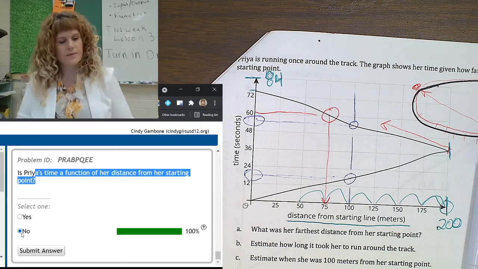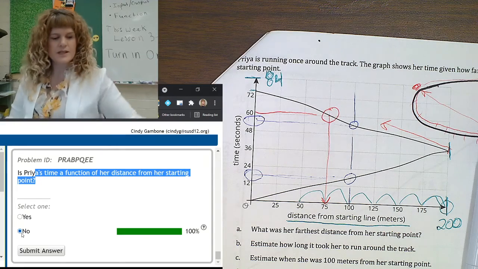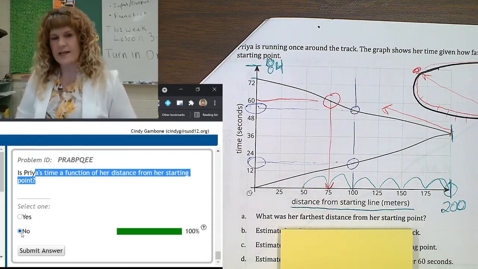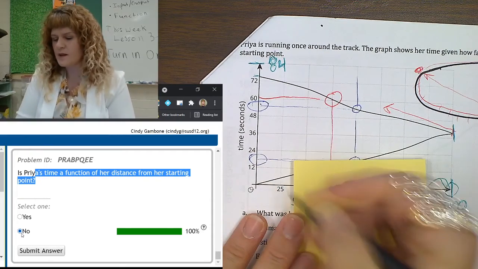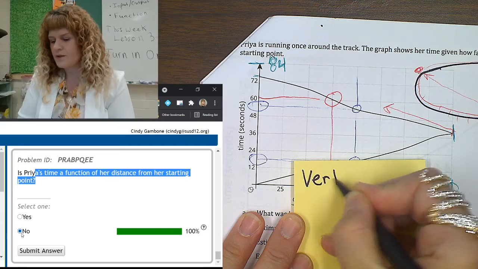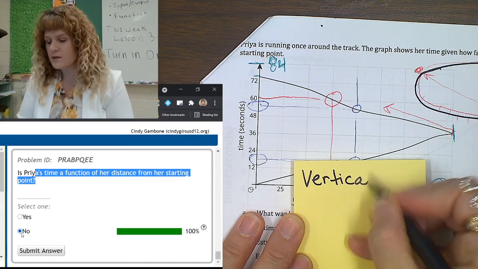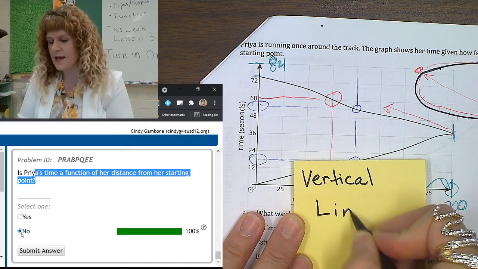So no. And now I'm going to teach you something new called the vertical line test, and I want you to put this in your notes. How do you know if the graph shows a function or not? You can do the vertical line test.